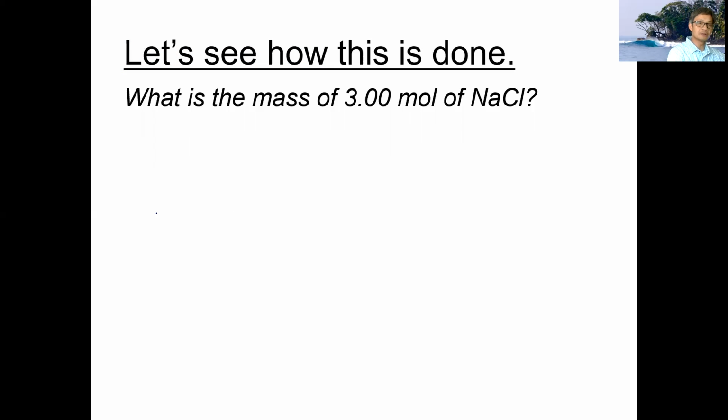So we have to ask ourselves 3 basic questions. That is, what do we have to start out with? What is the starting unit here that they give us? So here they give us moles of sodium chloride. So let's go ahead and write that down. We're going to start out with 3 moles of sodium chloride. And we want to find then the conversion here is the mass.